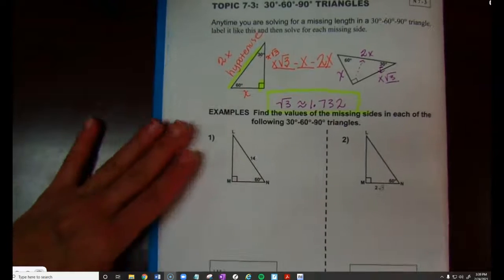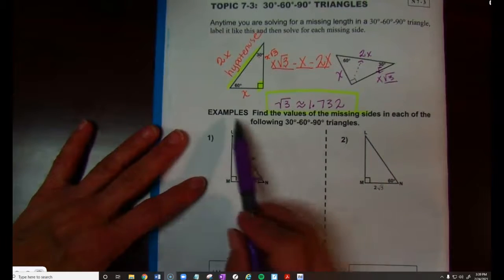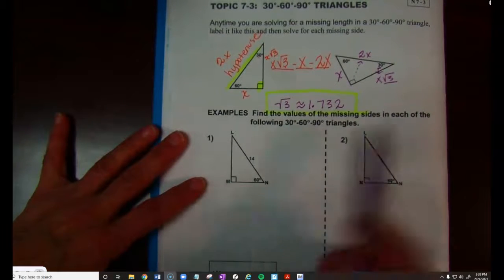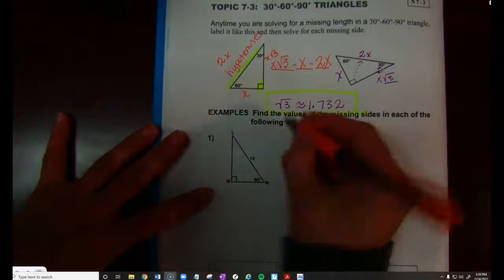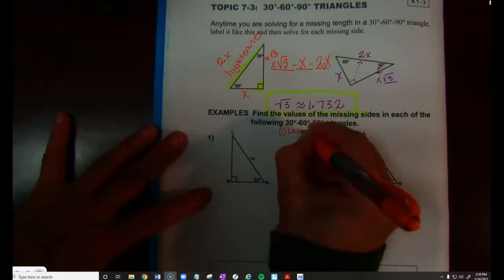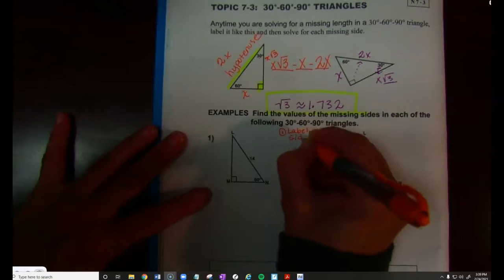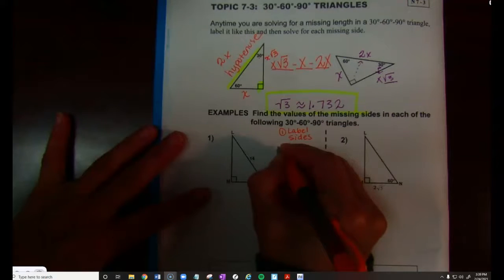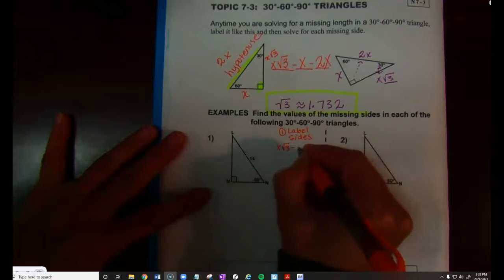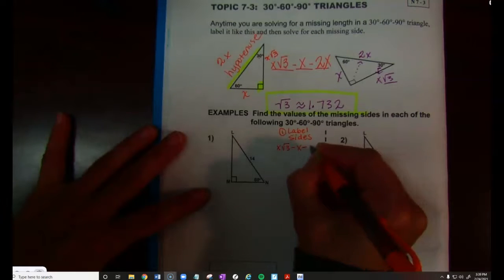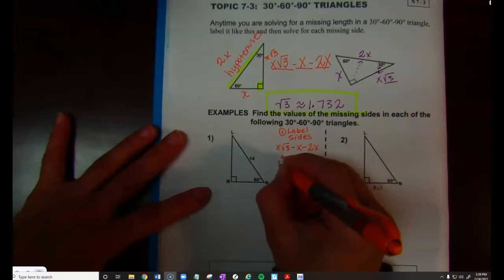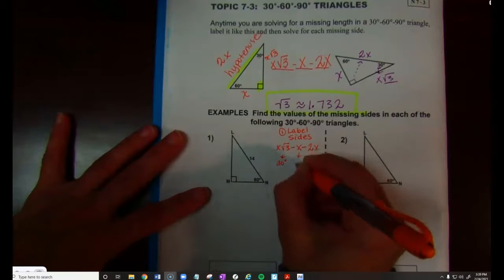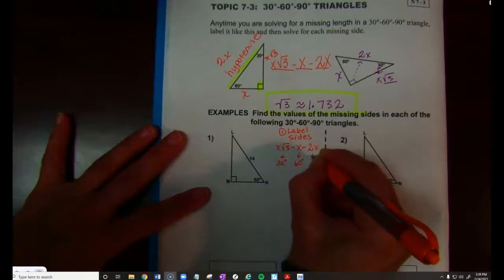Okay, so let's go ahead and start solving. Examples. Find the values of the missing sides in the following 30-60-90 triangles. So guys, step 1: label sides. And remember, it is always x root 3 by the 30, x is by the 60, and 2x is always the hypotenuse. I'll remind myself of that. Make sure you're writing this down.